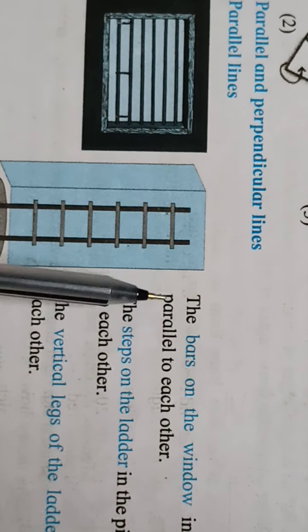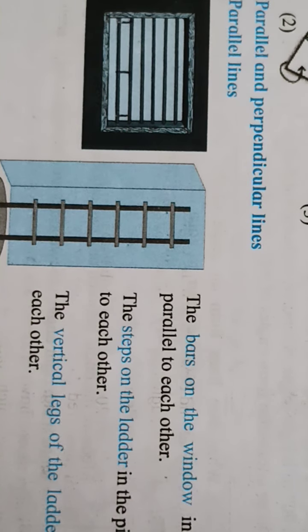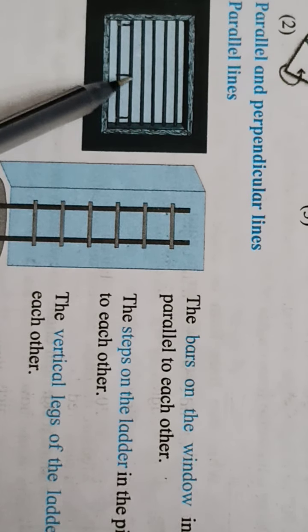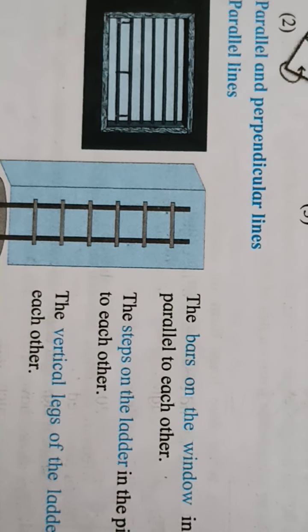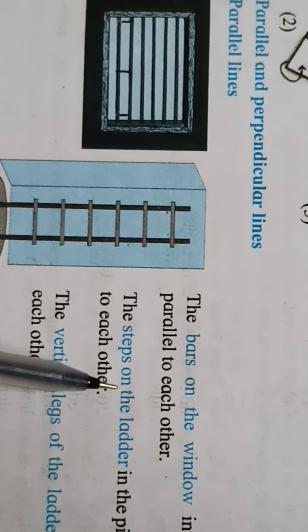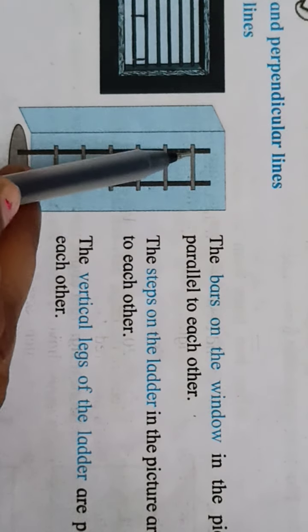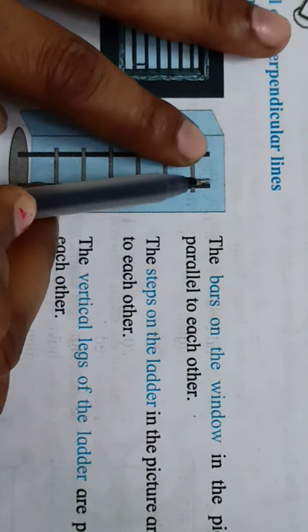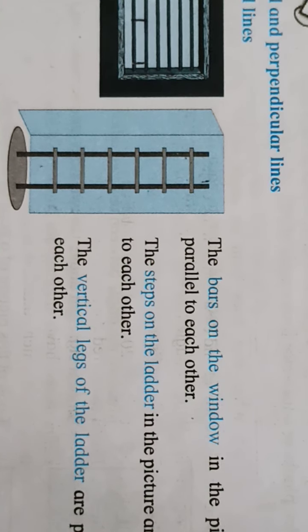Clear? So first of all, the bars on the windows in the pictures are parallel to each other. I told you, if the distance is the same, these are parallel lines. The steps on the ladder in this picture are also parallel to each other. Why? Because these lines have the same distance and they are not intersecting each other. Clear? These are some examples of parallel lines.